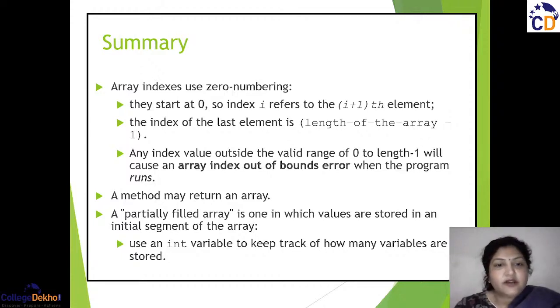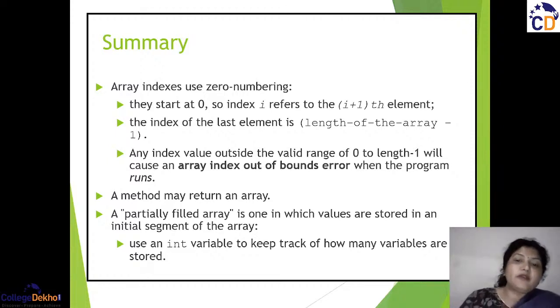A method may return an array. You may have a method that returns an array. A partially filled array is one in which values are stored in an initial segment of the array. So we will be having more programs on each and every point, like use an int variable to keep track of how many variables are stored. Right. So you may have some counter like we have used in a for loop, and then we are calculating the length of that particular array.